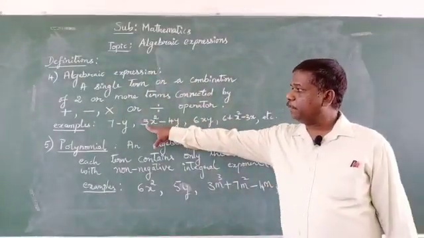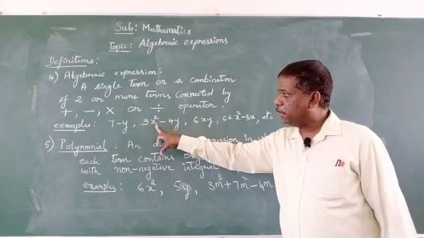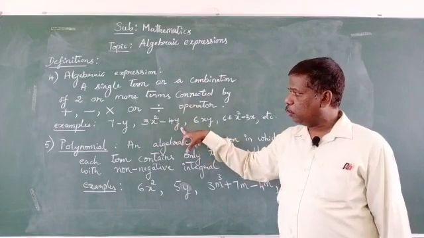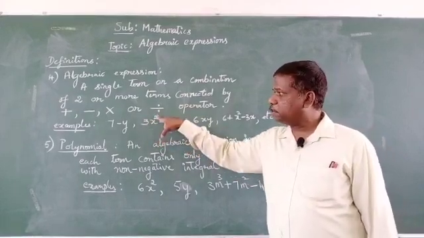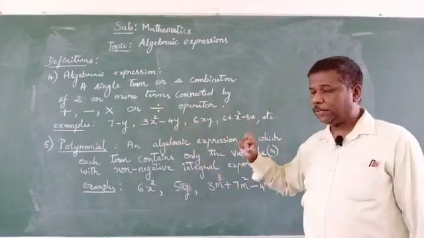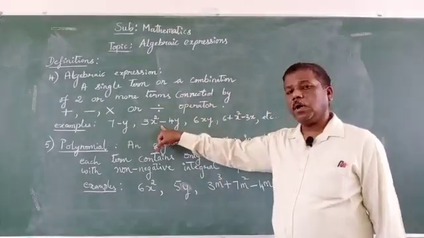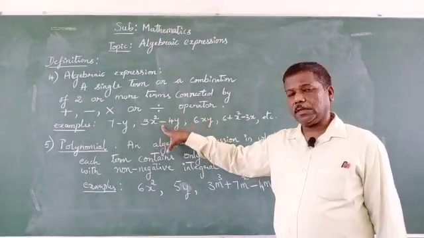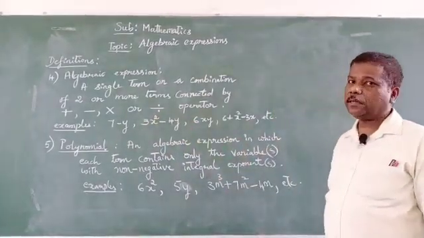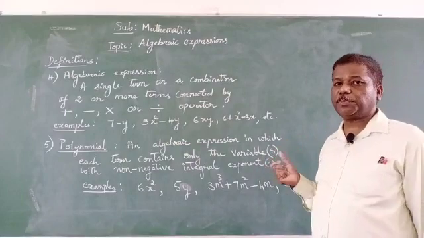Similarly, 3x square minus 4y. So 3 is a constant, x square is a variable, 4 is a constant, y is a variable. So 3x square becomes one term, 4y is another term. Both these terms are combined together with an operator. The operator here is minus. So this is one algebraic expression. Now you might have understood what is the meaning of an algebraic expression.